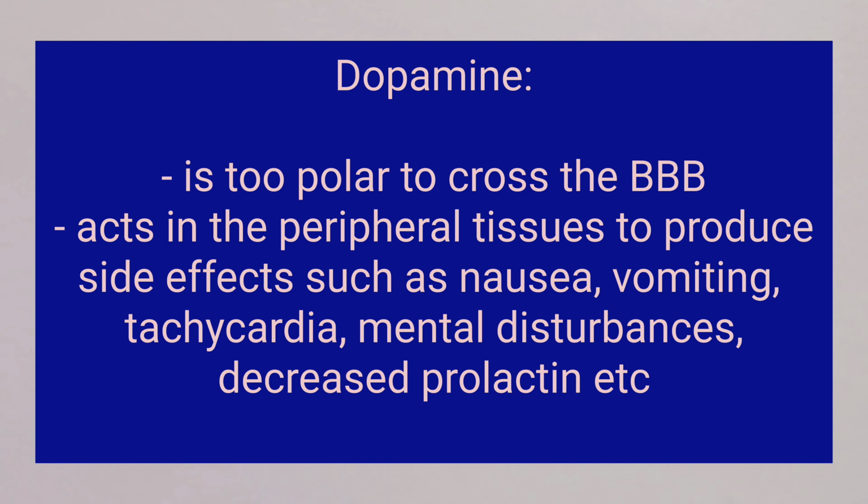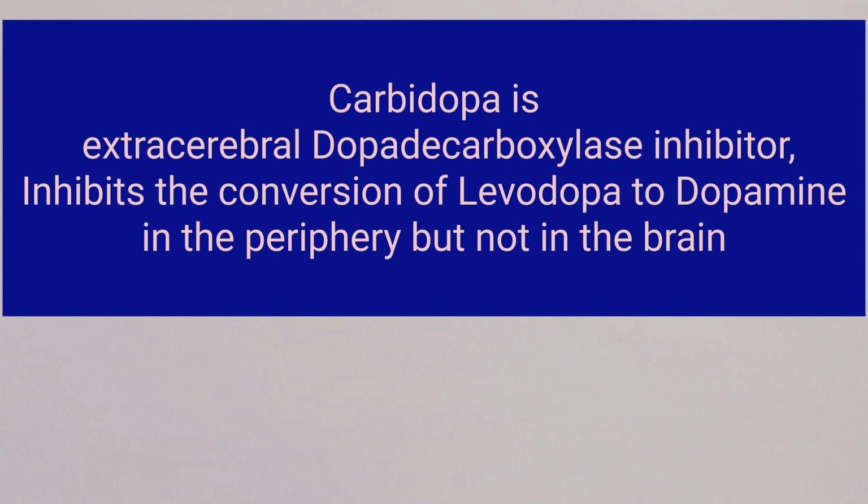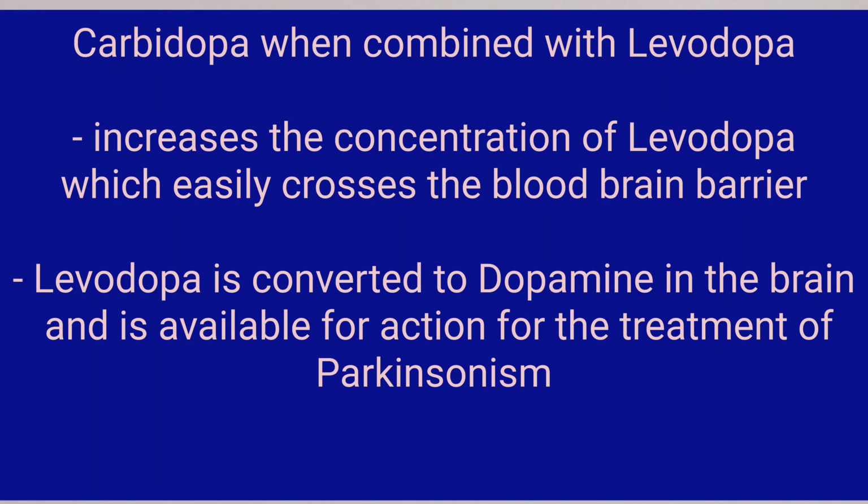Carbidopa is an extracerebral dopa decarboxylase inhibitor which inhibits the conversion of levodopa to dopamine in the periphery, but it does not inhibit levodopa conversion to dopamine in the brain. Thus, carbidopa, when combined with levodopa, increases the concentration of levodopa, which easily crosses the blood-brain barrier and is converted to dopamine in the brain and is available for action for the treatment of Parkinsonism.